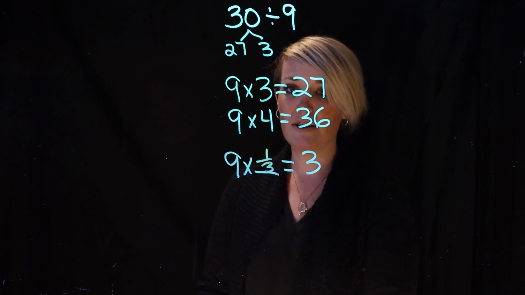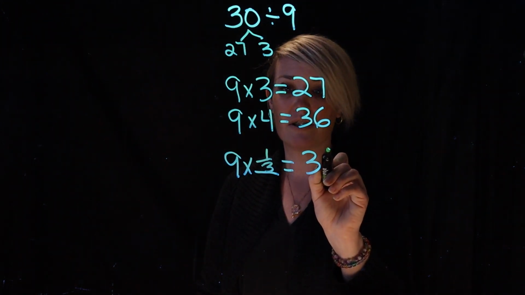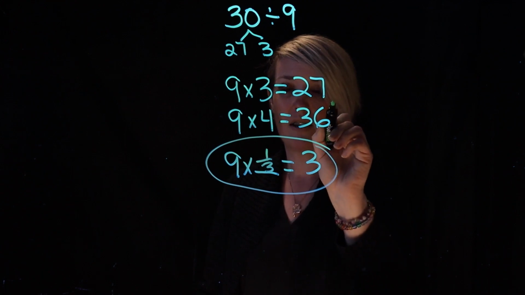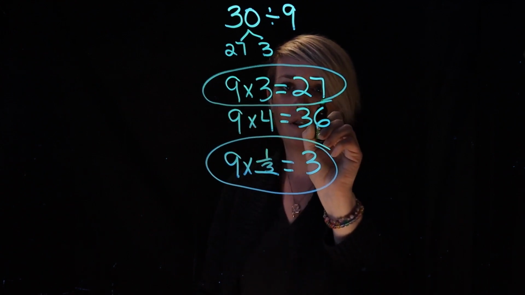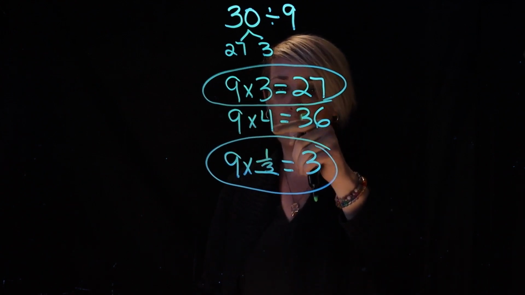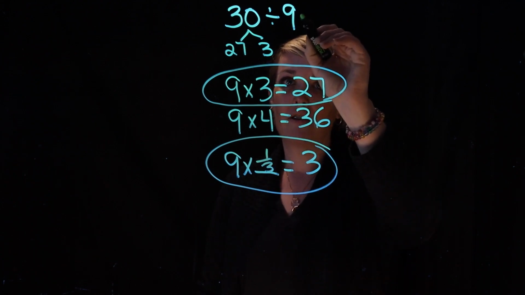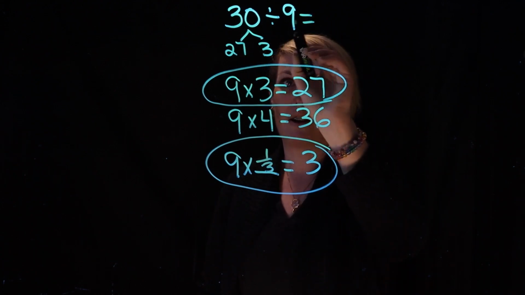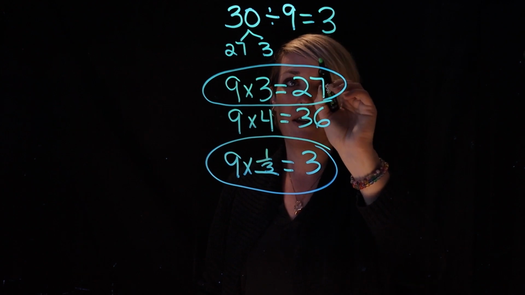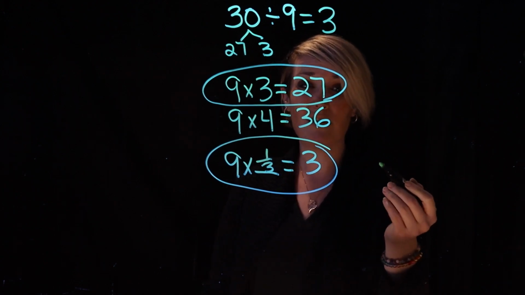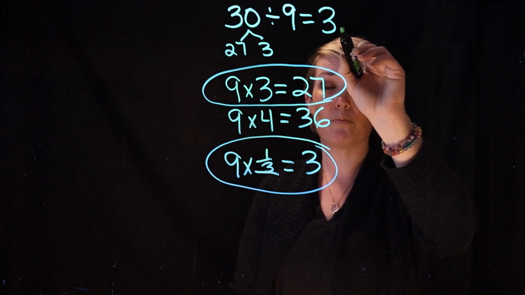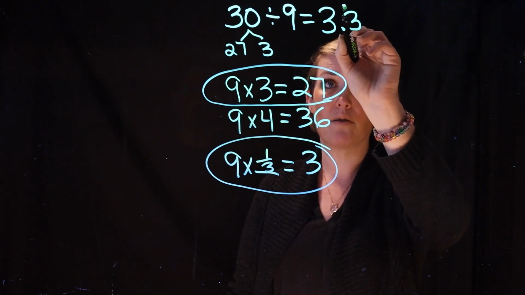Okay, so then he said to figure out the answer, he just needs to take this one and this one, and so he needs to add 3 plus a third. So 30 divided by 9 is 3 and a third, but he said, let's use decimals for that. So it's just 3.3 repeating.